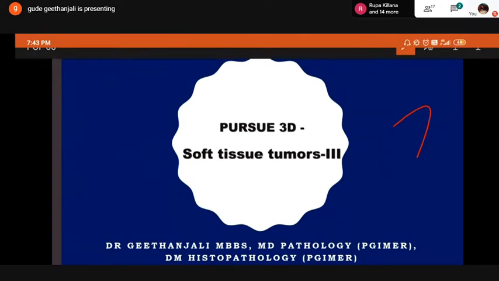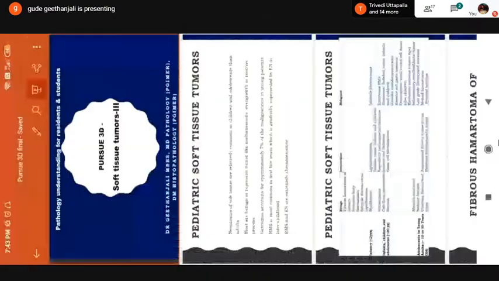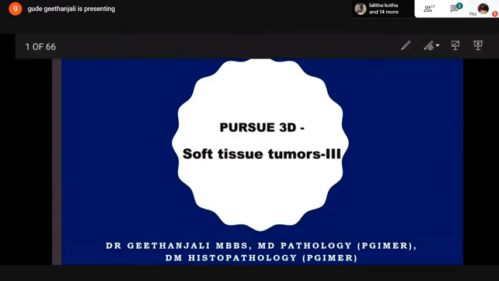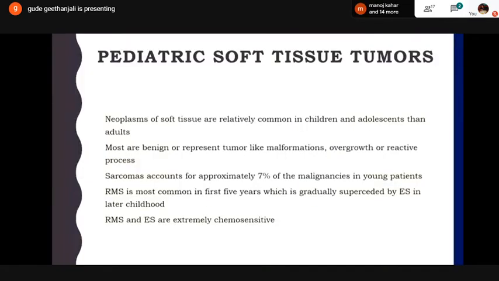So today we are going to discuss the pediatric soft tissue tumors. The neoplasms of soft tissue are more common in children and adolescents when compared to adults. In children, benign entities and malformations like vascular malformations, hematomas, overgrowth or reactive processes are more common than malignancies. Sarcomas, which are malignant tumors, account for approximately 7% of malignancies in young patients.